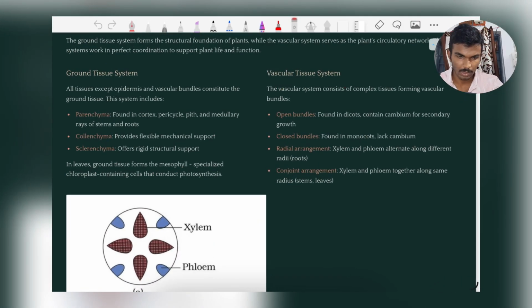Now, the vascular tissue system. The vascular system consists of complex tissues forming vascular bundles. Open bundles found in dicots contain cambium for secondary growth. Closed bundles found in monocots lack cambium. Radial arrangement: xylem and phloem alternate along different radii of roots. Only in roots is a radial arrangement found, in both xylem and phloem. Conjoint arrangement is found in stems and leaves, with xylem and phloem together along the same radius.